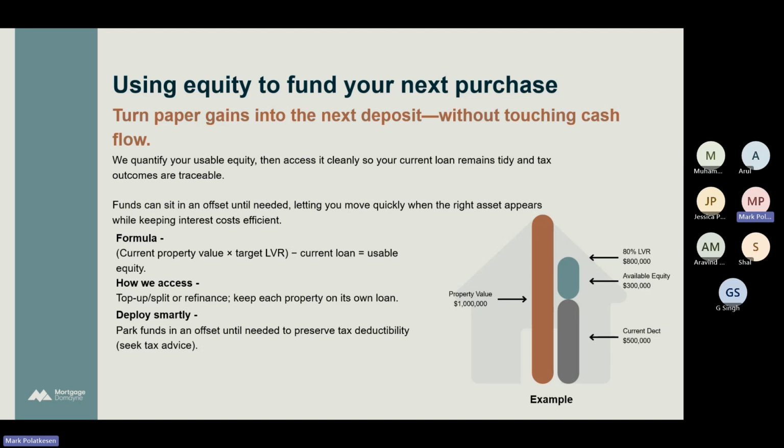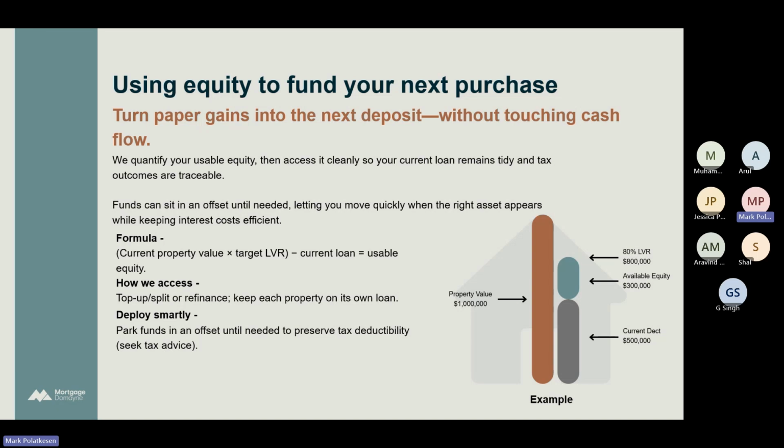With this example, we've got a property that is worth $1 million. However, there's a balance against that property of $500,000. So quite often people say, look, I've got $500,000 equity in that property, which is right. However, the bank's not always going to allow you to use 100% of that equity, right? So with this example, we wanted to keep that loan to value ratio at 80%, which means that purchaser didn't have to pay anything such as mortgage insurance.